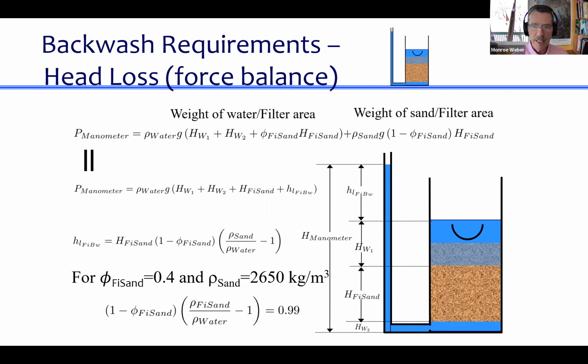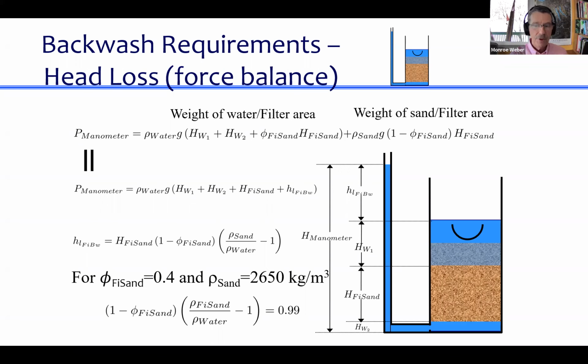And we get this lovely simple equation that says that it's proportional to the height of the filter sand, which makes sense. And then there's these two terms, one minus the porosity of the sand and the density of the sand divided by the density of water minus one. And then this crazy thing happens. And I want to make sure that you catch this, that this crazy thing that happens is not something that is a universal truth. It's true with a particular kind of sand that has a particular porosity.